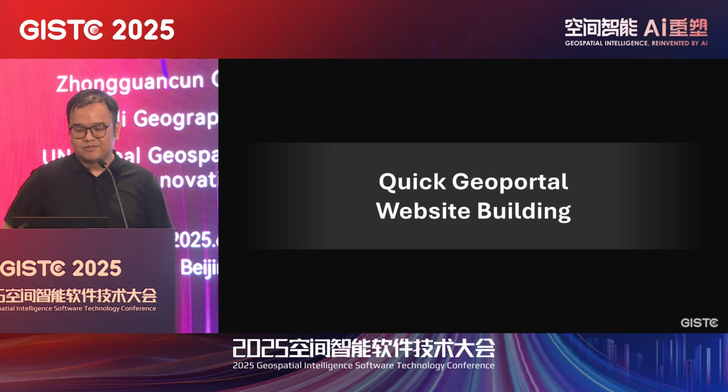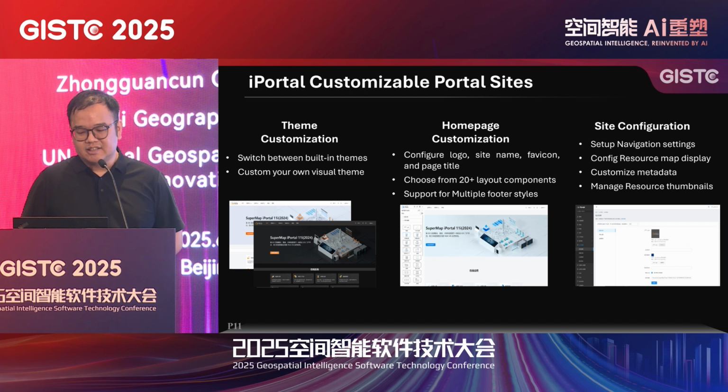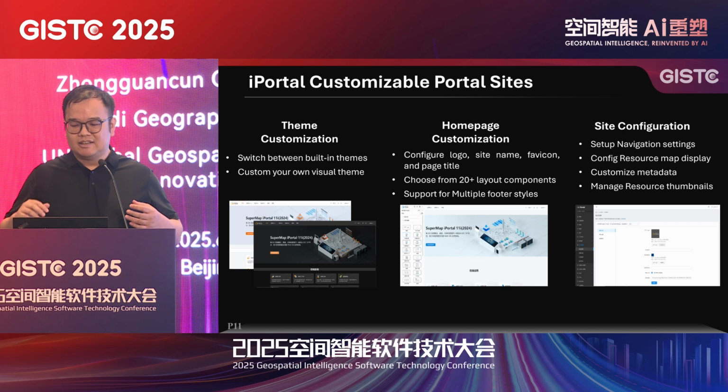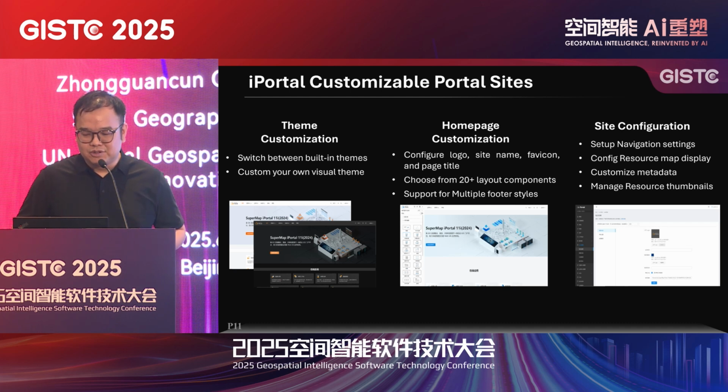The very first highlight of the iPortal is that it's a very powerful website builder. Starting with the theme, you can customize the theme and the style. You can design the web page with drag and drop, so we call it what you see is what you get. For each part of the page, we have a number of web components available to select from. You don't even need any coding knowledge to build your GeoPortal. We also support different configuration options to set up your navigation, your thumbnail, and a bunch of other settings.